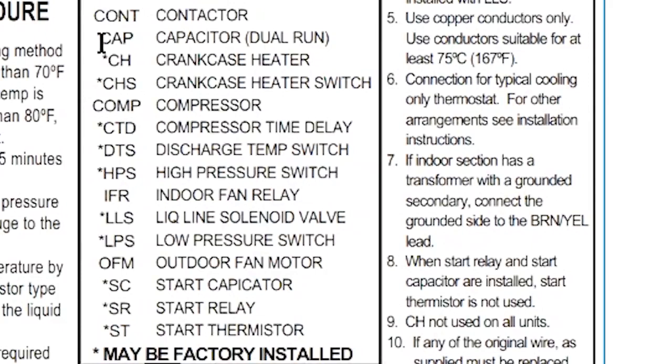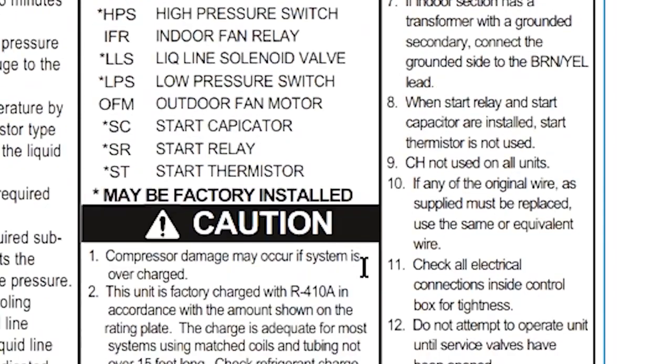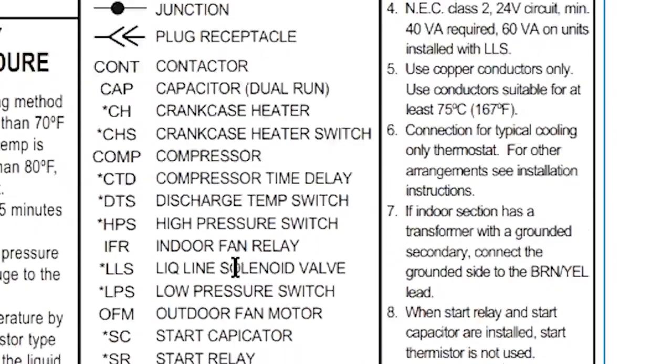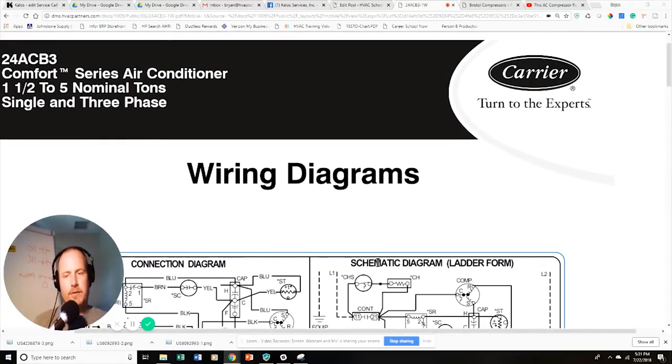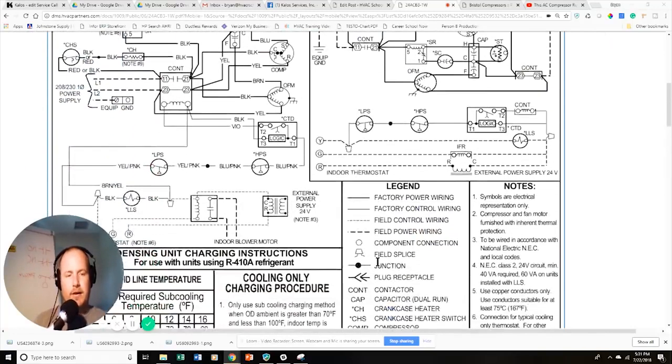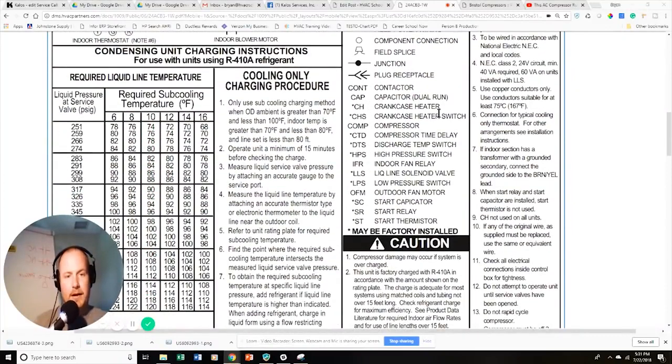So CONT is contactor, capacitor, crankcase heater, you got a star. And if you see here, all these stars refer to may be factory installed. So that means it may be there from the factory, or it may not be, or it may be something that you add. So those are things that you want to pay attention to here, because this is sort of a universal diagram for a wide range of different Comfort Series Carrier air conditioners. And so some of them may have them and some may not. And so crankcase heater may or may not have it.